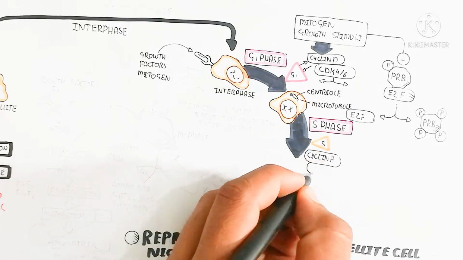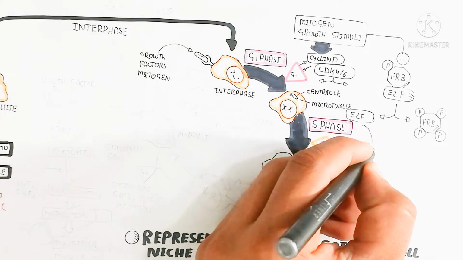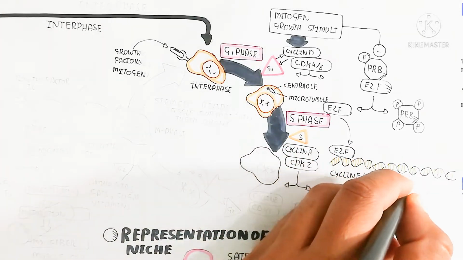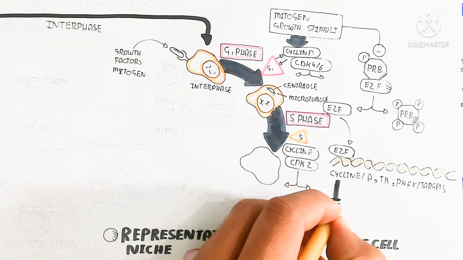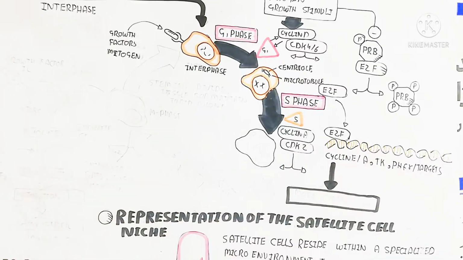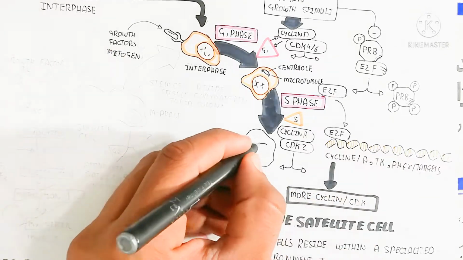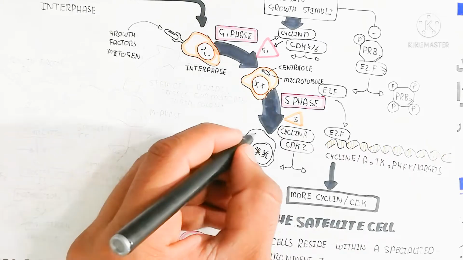When released after the phosphorylation, the E2 factor will independently bind with the DNA, and binding with the DNA will produce more cyclin on the basis of requirement. So here is the S phase, the synthesis phase. Synthesis phase means cyclin A and CDK2 will bind. After the binding of cyclin A with CDK2, the synthesis phase will progress.